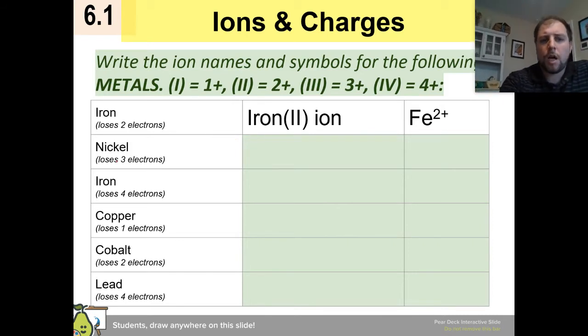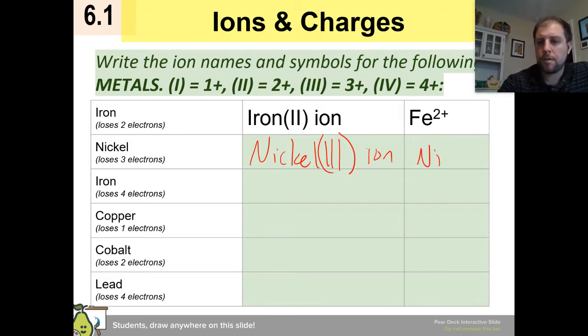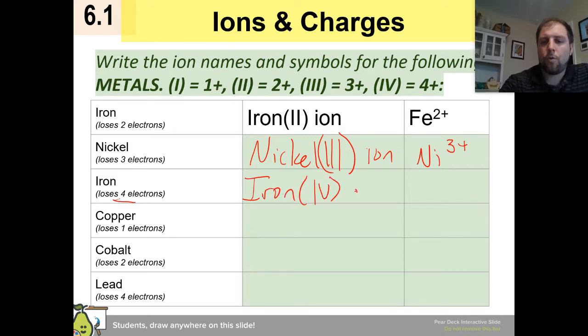Okay, so a nickel that loses 3 electrons, well, that would be a nickel with a +3 charge. We would call that a nickel 3, Roman numeral 3, ion. And the symbol is Ni with a 3+ charge. Okay? An iron that loses 4 electrons, well, that would be an iron 4 ion, or Fe 4+. This copper here loses 1 electron.